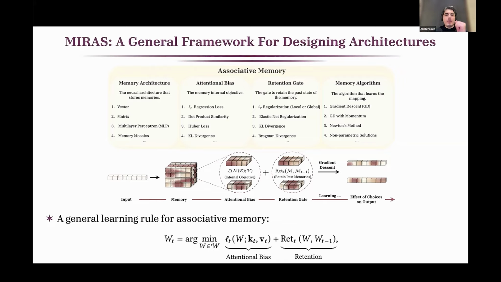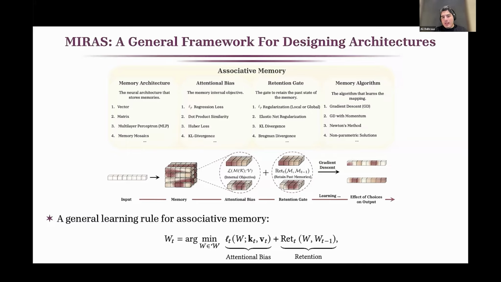And then another one is the attentional bias. Basically, this attentional bias is the name of the objective that we use to measure the mapping between keys and values. And then also we have this retention gate. What is the retention gate? The retention gate determines how much information we want to retain from the past state.